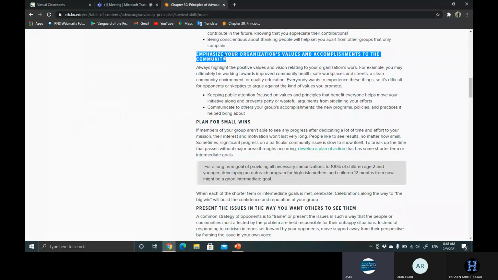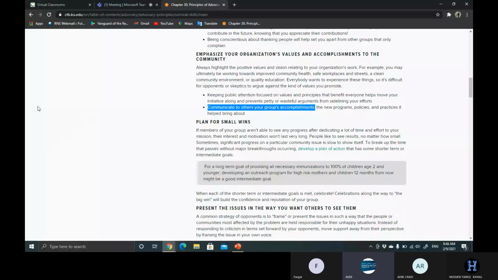And recognizing and emphasizing your organization's values and accomplishments to the community. So we must keep public attention focused. We also communicate to others on the group's accomplishments.